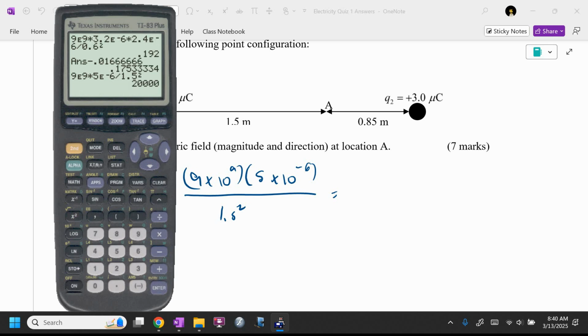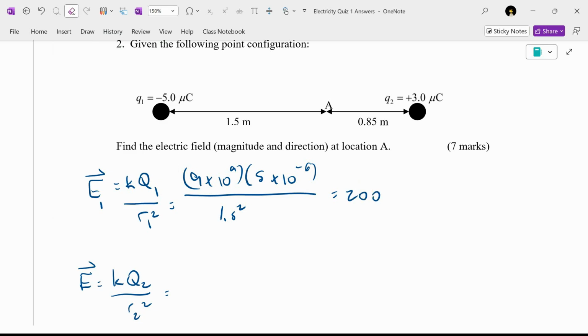And I get an electric field of 20,000. I told you typical electric fields for microcoulombs are in the thousands or tens of thousands or hundreds of thousands. So that seems ballpark right to me. I'm going to go 20,000. Units are newtons per coulomb. Direction, we don't use like charges. Instead, we ask, which way would a positive charge right here feel a force because of Q1? I think it would get attracted to the left. So this one has an electric field pointing left.